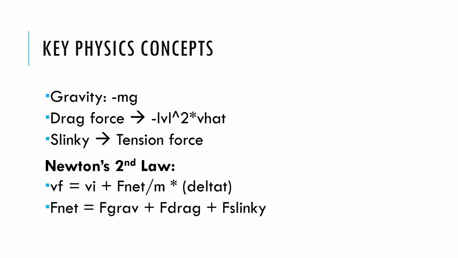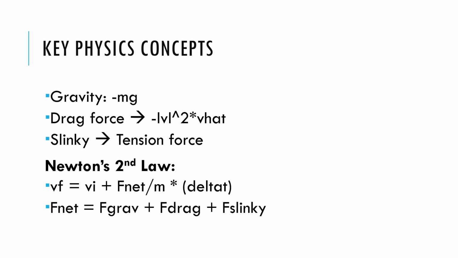This lab relies on Newton's second law to track how the Slinky's velocity and position evolve during its fall. In our system, consisting of the Slinky and the Earth, the relevant forces are gravity, air resistance, and the Slinky's internal tension. Gravity pulls downward on the negative y-axis, and the drag force depends on the square of the Slinky's velocity multiplied by a constant.